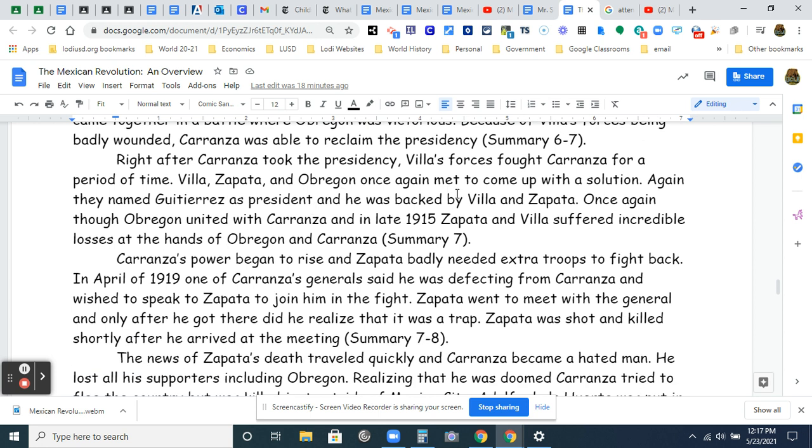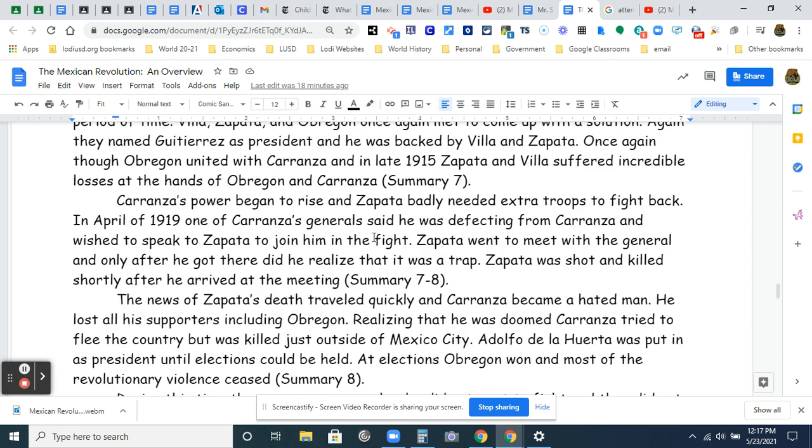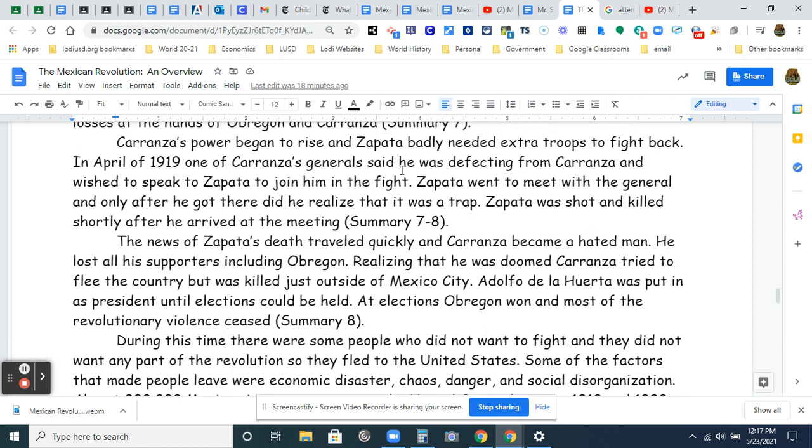Villa, Zapata, and Obregon once again met up to come up with a solution. Again, they named Gutierrez as president, and he was backed by Villa and Zapata. Once again, though, Obregon united with Carranza, and in late 1915, Zapata and Villa suffered incredible losses at the hands of Obregon and Carranza. Carranza's power began to rise, and Zapata badly needed extra troops to fight back.